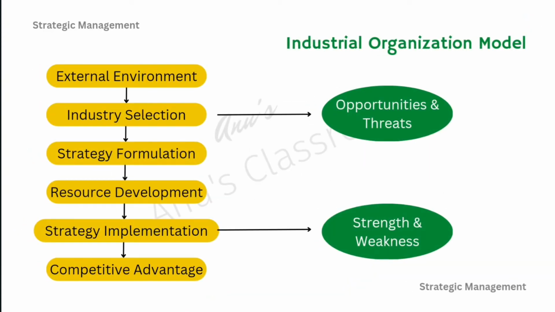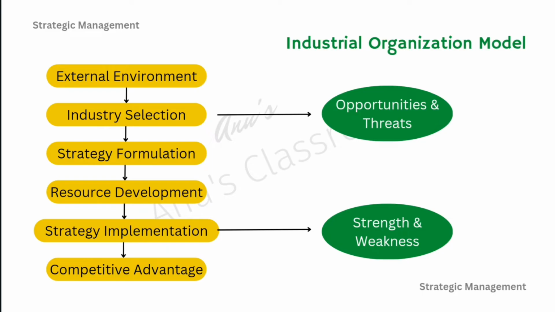Continuing with our industrial organization model, the model is basically trying to link your external environment with the competitive advantage of your organization. So let us look at it from the external environment perspective, because right now we are trying to understand our external environment and its effects on our organization. The external environmental factors will influence our choice of which industry we enter into, right? It affects our industry selection.